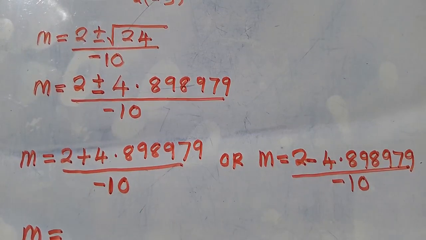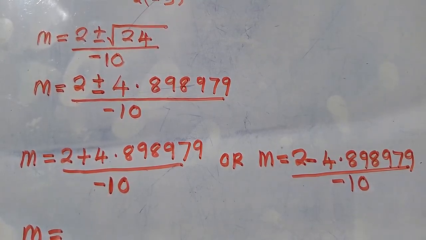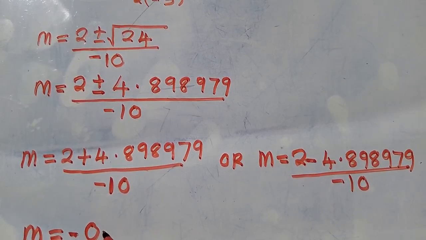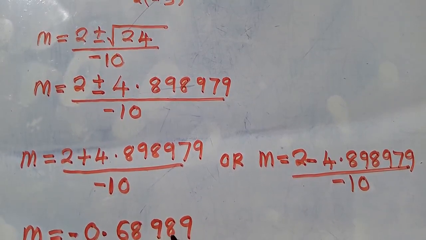4.898976. After seeing your answer, that's when you get to divide by negative 10. What are you going to get? You divide by negative 10. So we are going to get negative 0 point 68989, like that.